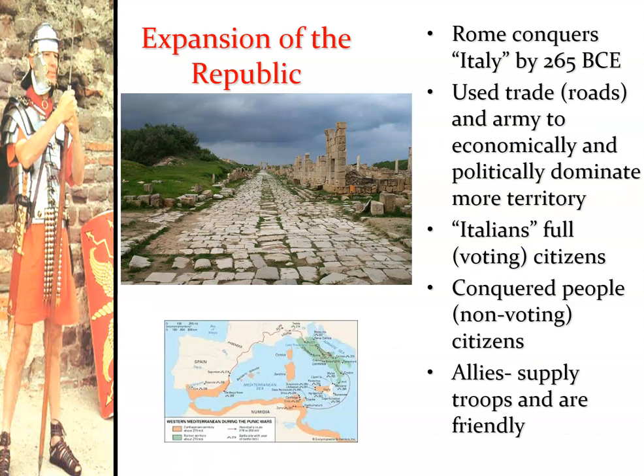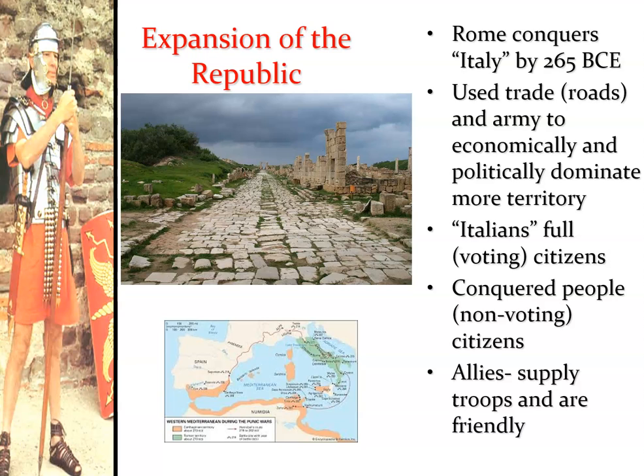The Republic expanded quite a bit, and by the time 265 BC rolled around, they had conquered most all of what you and I know of as Italy. And as they did this, they created a system of roads which were really great for trade. It also allowed their army to rapidly progress from one place to another. And they were able to dominate more and more territory economically because of this.